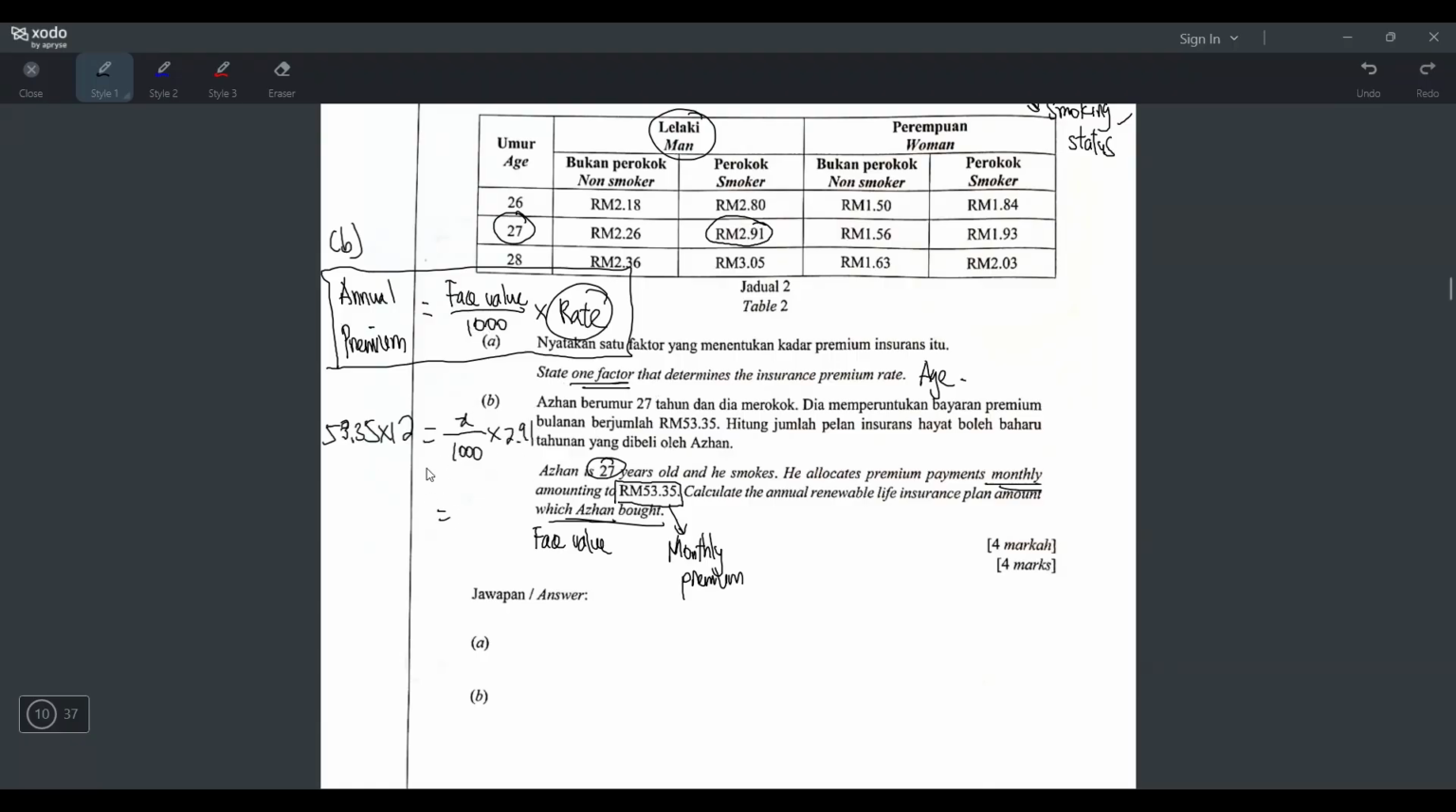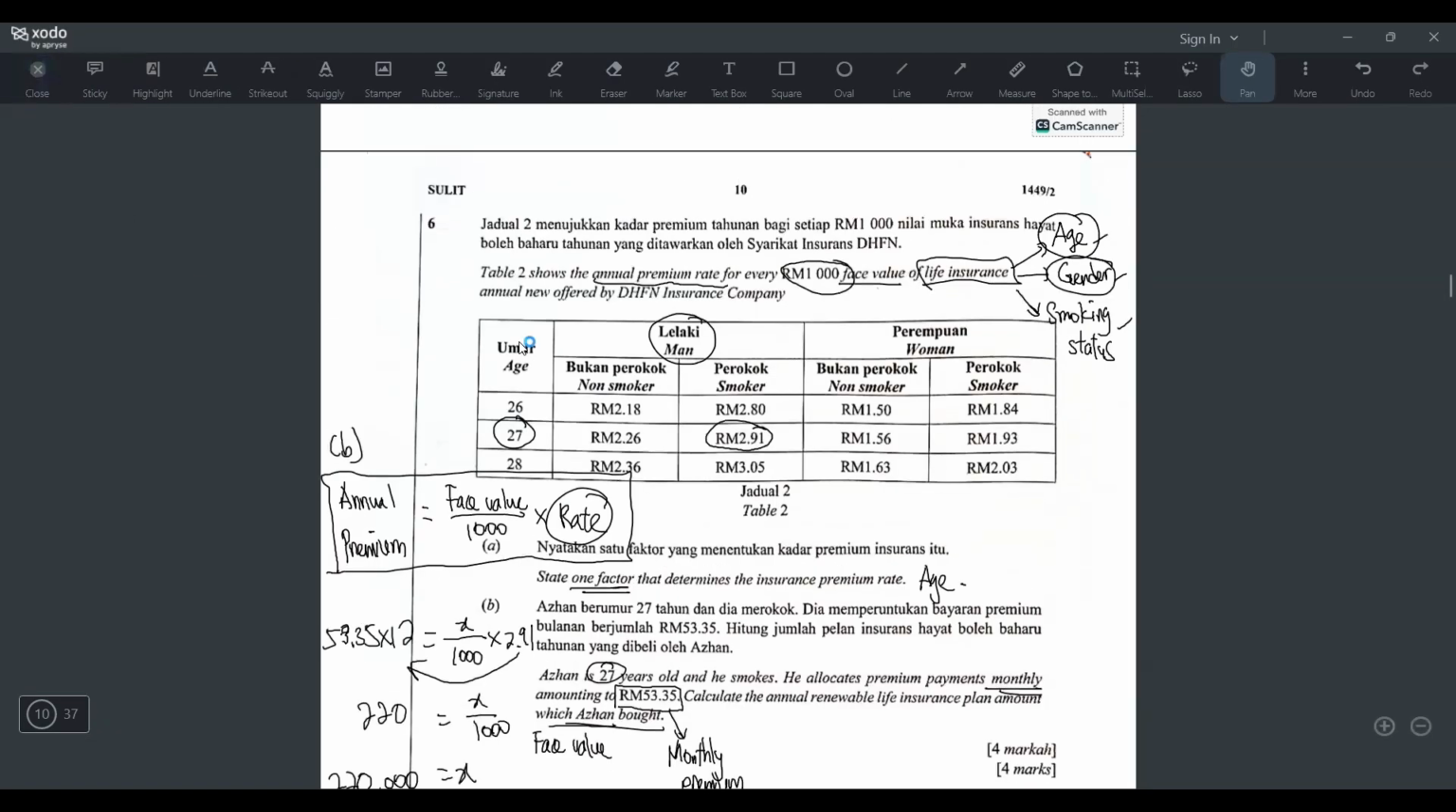Just move it over. The X over 1000, I'll leave it here. Then this one, I'll move over there. Times moved there becomes divide. But you have to key in 53.35 times 12, and then divide by 2.91. My calculator gives me 220. So now you can get your X, which is 220 times 1000, and you will end up with 220,000. They want to find the face value, so what's the face value? RM220,000. So this will be the final answer for B. Okay, that's all.